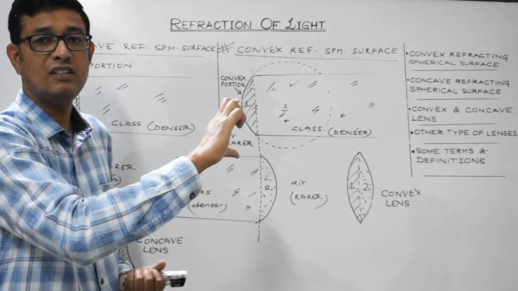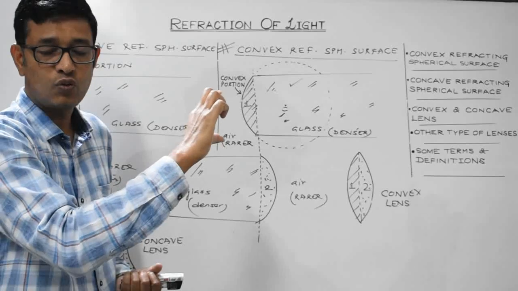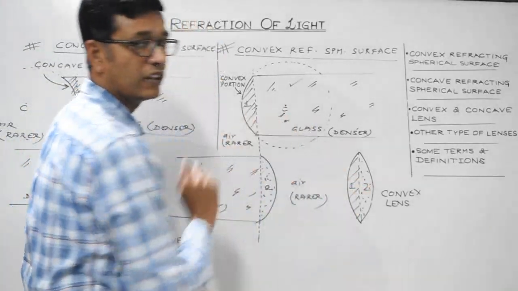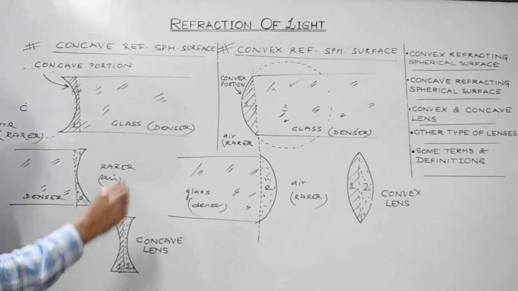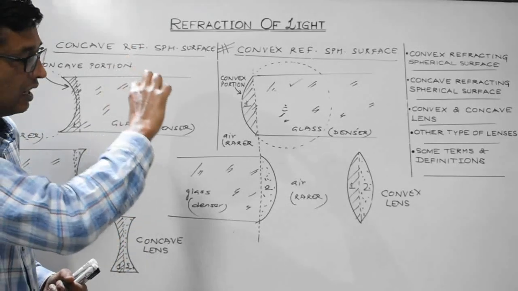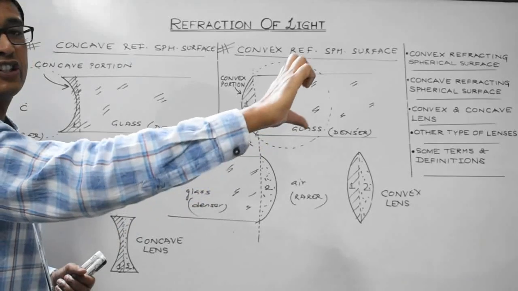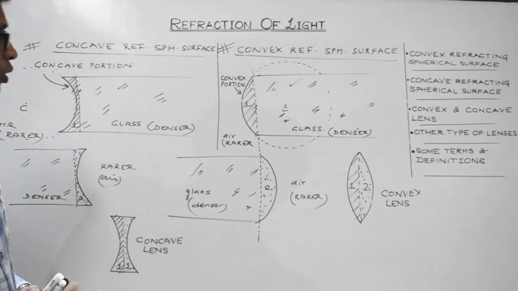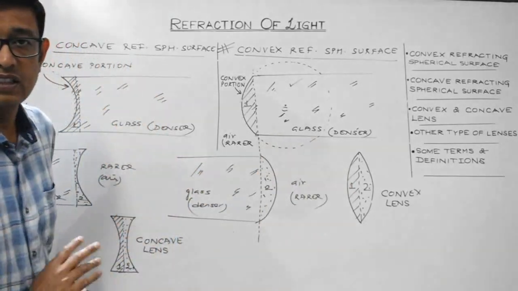If at the center the thickness is large, while at the edge the thickness is very small, then it must be a convex lens. Otherwise, if at the edge the thickness is large and at the center it is small, then it must be the case of a concave lens. So I hope, students, it's clear.